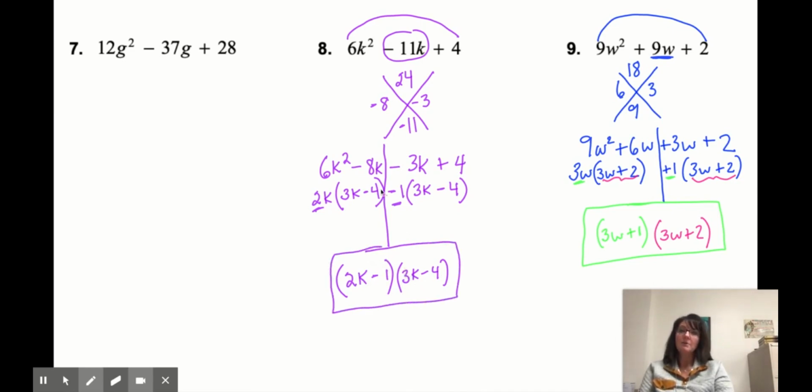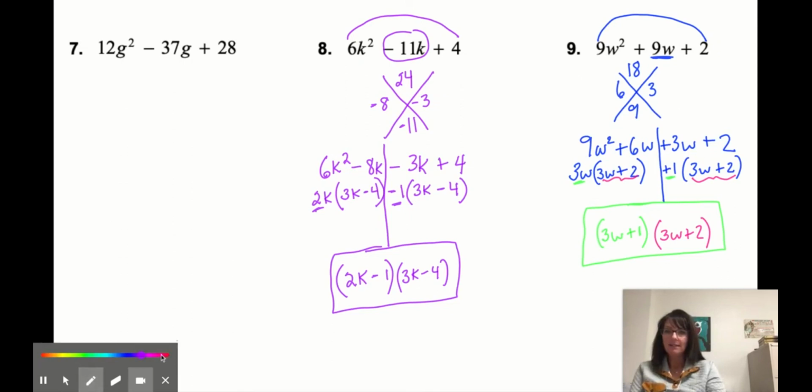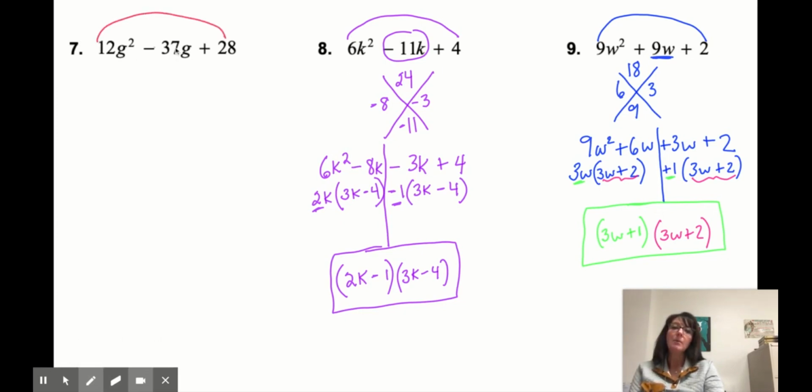Now, the reason we saved number 7 for last is because if you can see what's going on here, when we do the rainbow, 12 times 28, I got 336. So when I start looking at this, 336, it's a big number. And then it has to sum to a negative 37. So we have a lot of factors of 336.